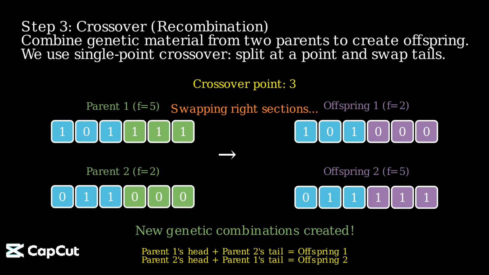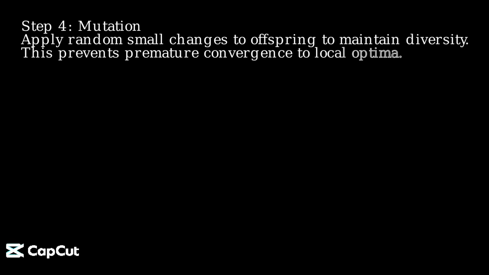Look at that! We've created 2 new individuals by combining genetic material from successful parents. This is how GAs explore new solutions. Not random guessing, but intelligent mixing of known good patterns. But we're not done yet. This brings us to step 4, mutation.